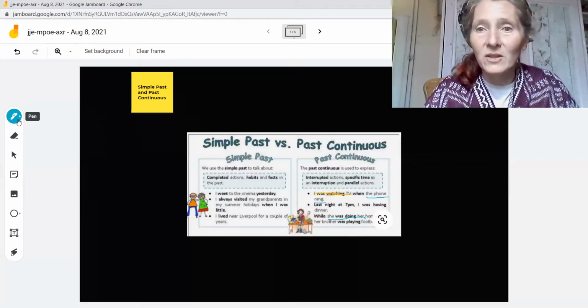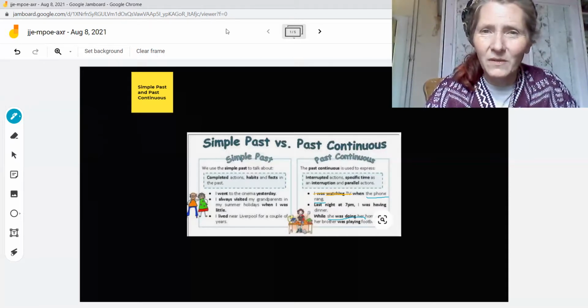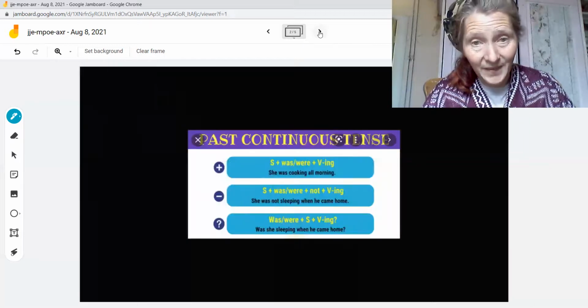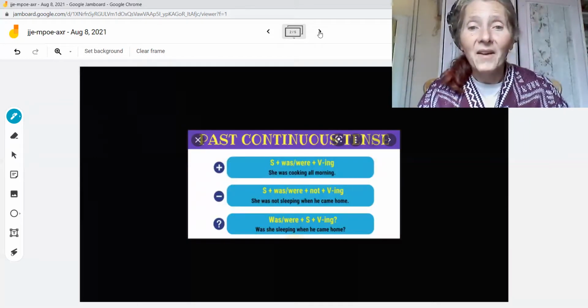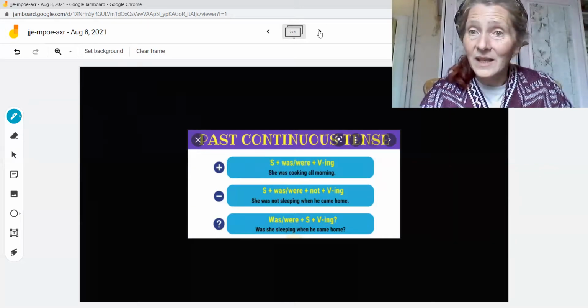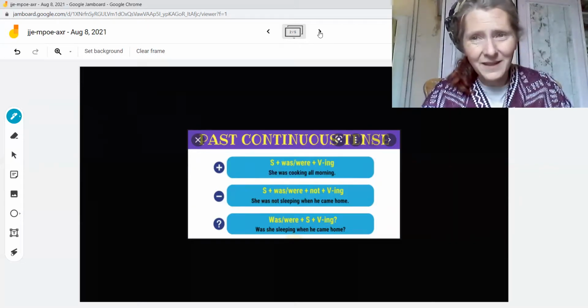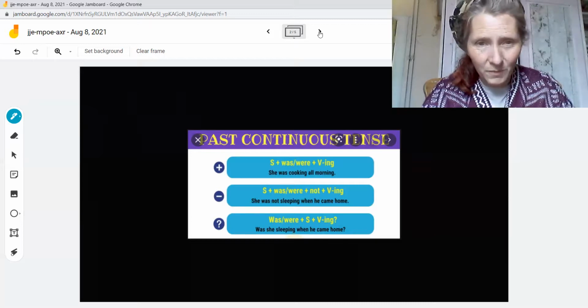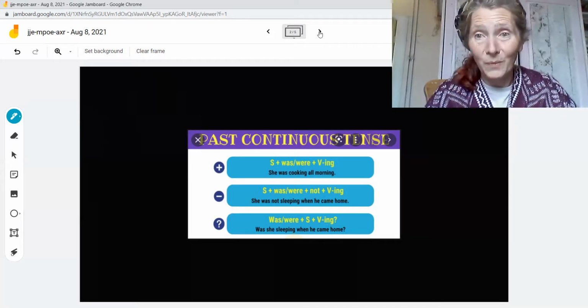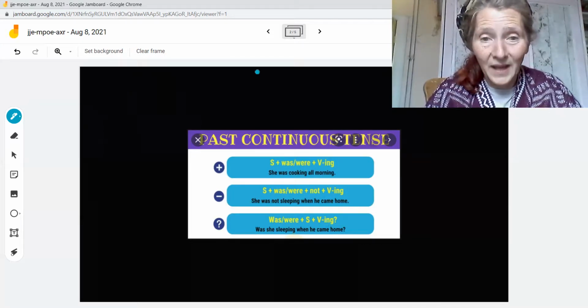Don't worry, we're going to go into some specifics next, some basics about the past continuous, which is how you form it. So if you do not have much experience with the continuous tenses in the present tense or the past tense, this is how it's formed. Now, there are positive, there are negative, and there are questions. And I'll show you some examples of each one.